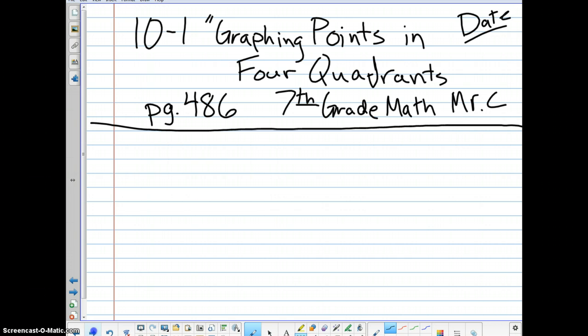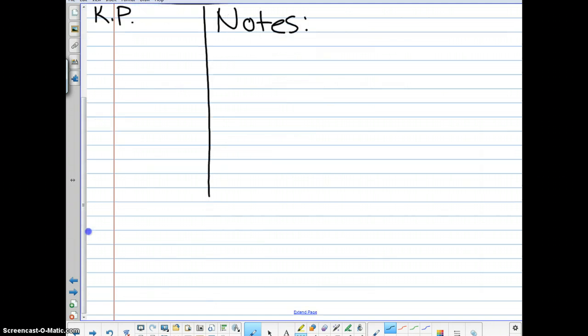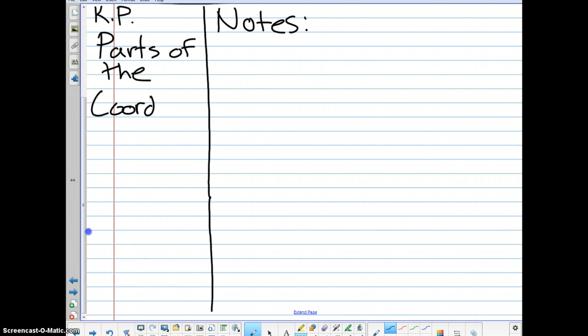Draw a line there. Once again, if you need some extra time to put that header down, go ahead and pause the video. I've got to split it up 1/3, 2/3. These are going to be my key points, and my notes are in the main body of our notebook. Okay. The first key point, we're going to talk about the parts of the coordinate plane. Parts of the coordinate plane.